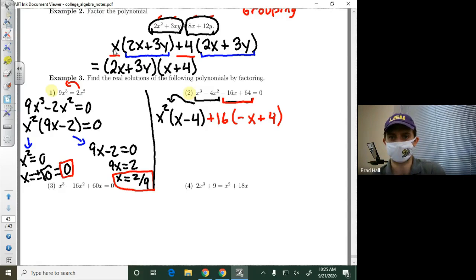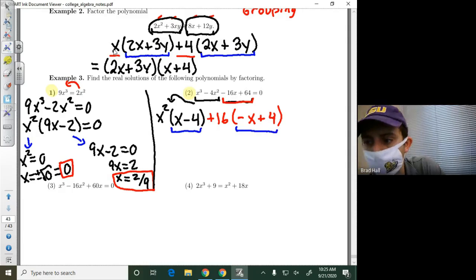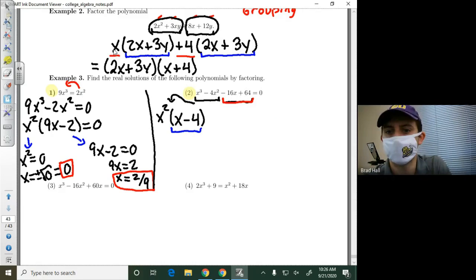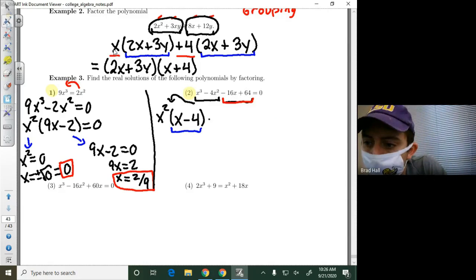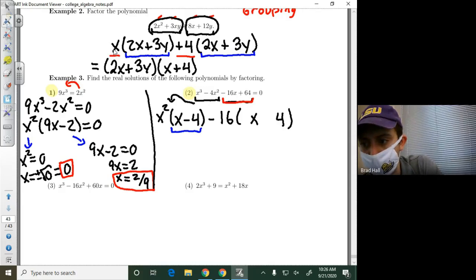But there's a problem here. The problem is these two factors do not match. That's not good. They're really close, though. They are very close. So the solution to this is we need to factor out not 16, but negative 16. So by factoring out negative 16, that will not only give us the x and the 4, but it will flip the signs.